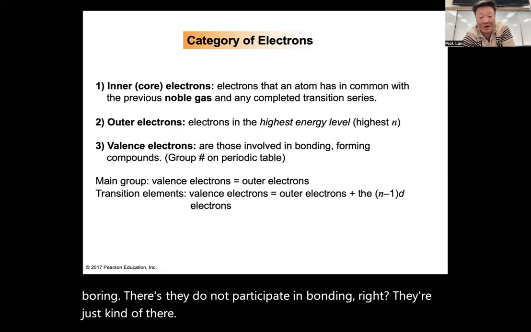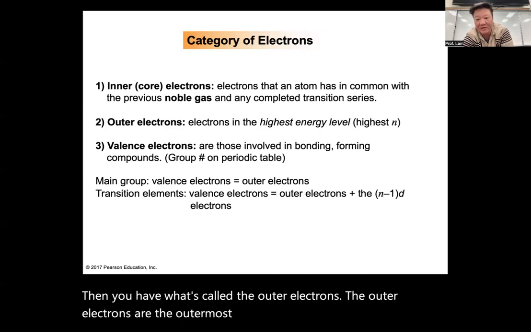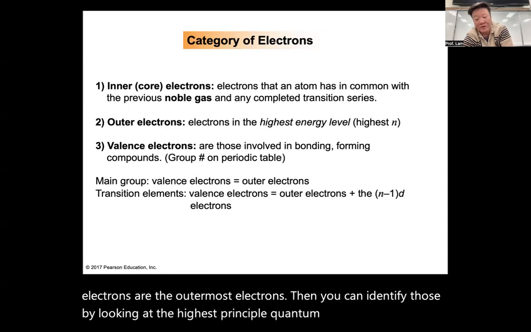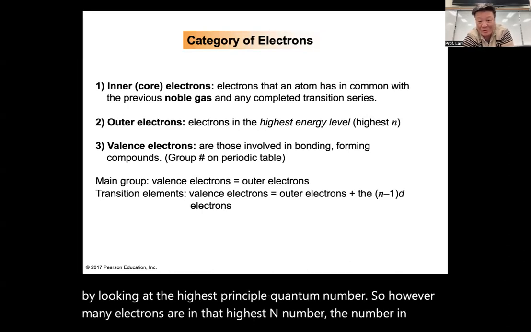Then you have what's called the outer electrons. The outer electrons are the outermost electrons, and you can identify those by looking at the highest principal quantum number. So however many electrons are in that highest n number, the number in front, those are going to be your outer electrons.